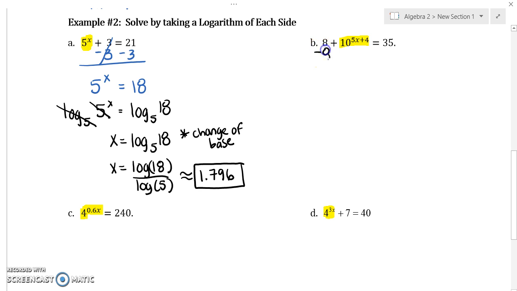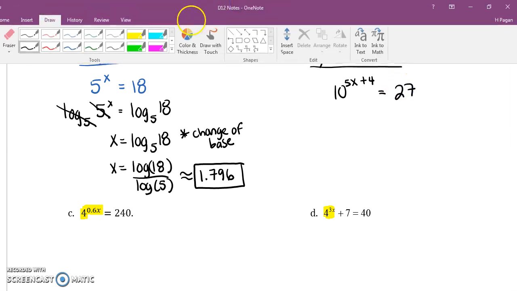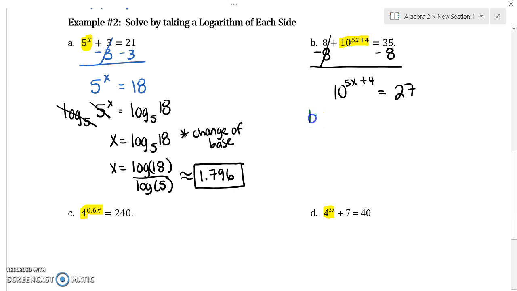So we're going to go ahead and get rid of the 8 by subtracting 8, which is the inverse of it. So we have 10 to the 5x plus 4 power equals 27. And then we're going to get rid of the base 10 by taking its log base 10 on both sides. So log base 10 of 10 to the 5x plus 4 power and log base 10 of 27. Now log base 10 and base 10 cancel out, leaving us with just 5x plus 4 equals.